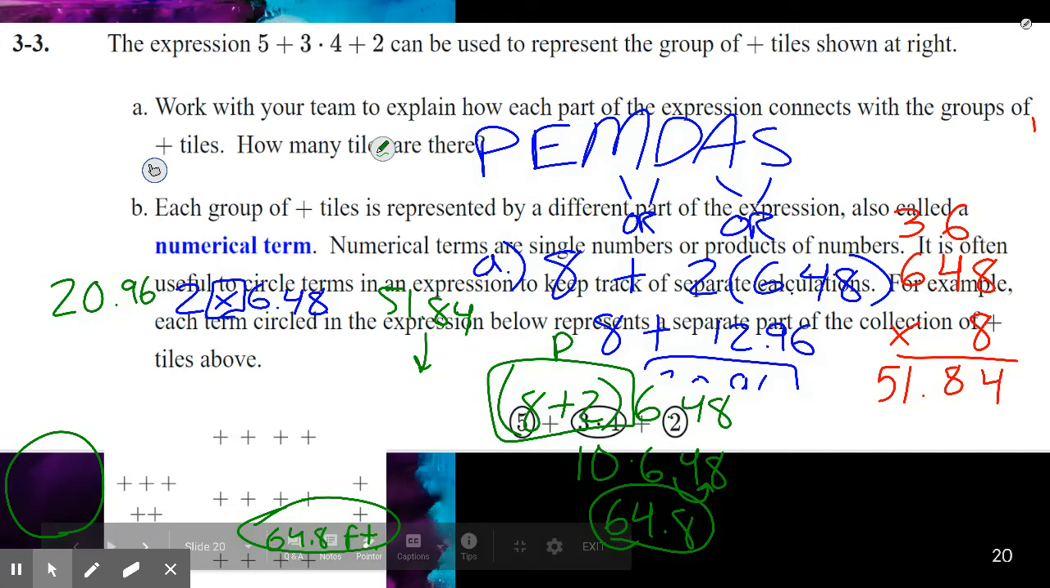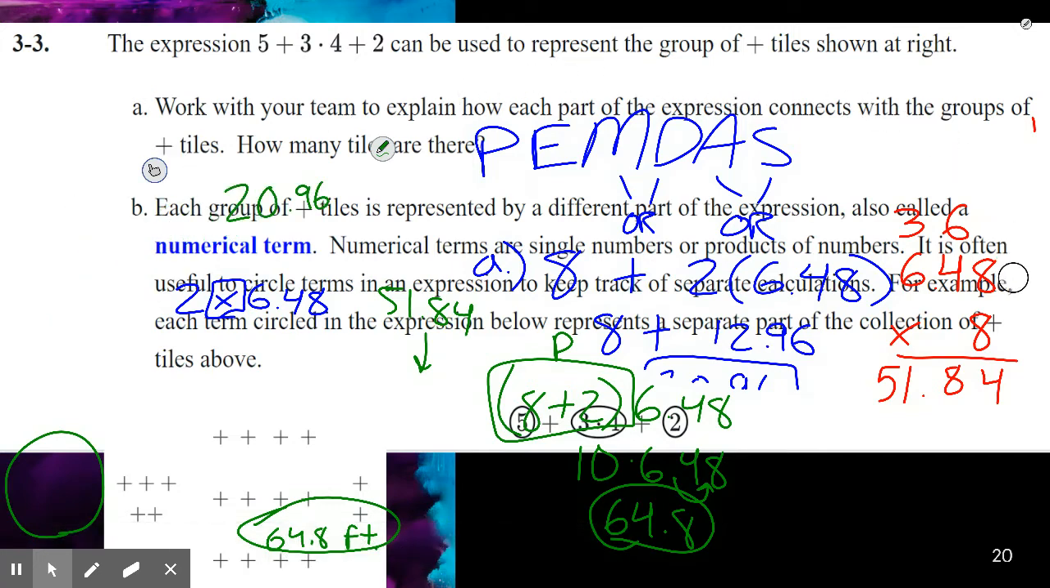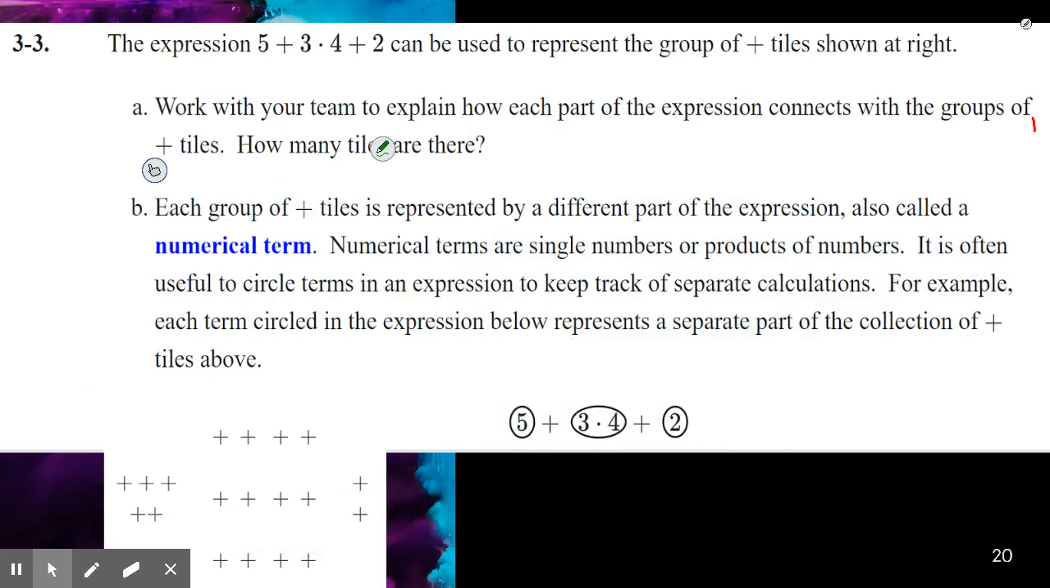All right, now we're looking at 3.3. And it says here, the expression 5 plus 3 times 4 plus 2 can be used to represent the group of positive tiles shown at right. Positive tiles are actually right here, down at the bottom, so lower left corner. Work with your team to explain how each part of the expression connects with the group of positive tiles. How many tiles are there?